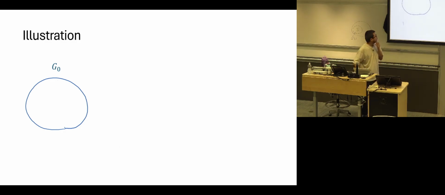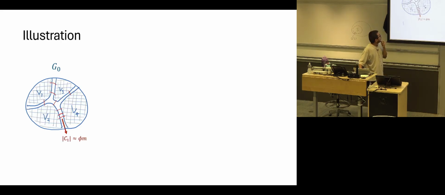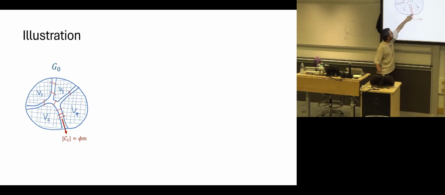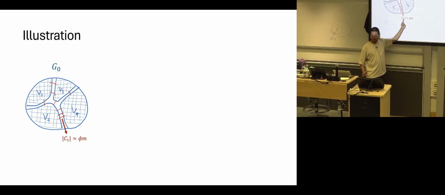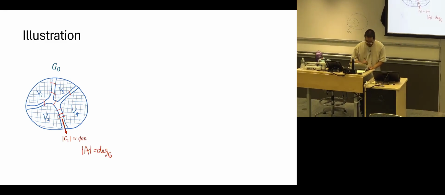Just again, another illustration. You have G0, do Bartley link expander decomposition. You get a bunch of expander clusters and the cut size here. Note that the cut is something like 5m, because your node weighting A is just the degree of G0. And so the cut size here is like 5 times log n times this thing times log n. So it's like 5m. I ignore polylog here.